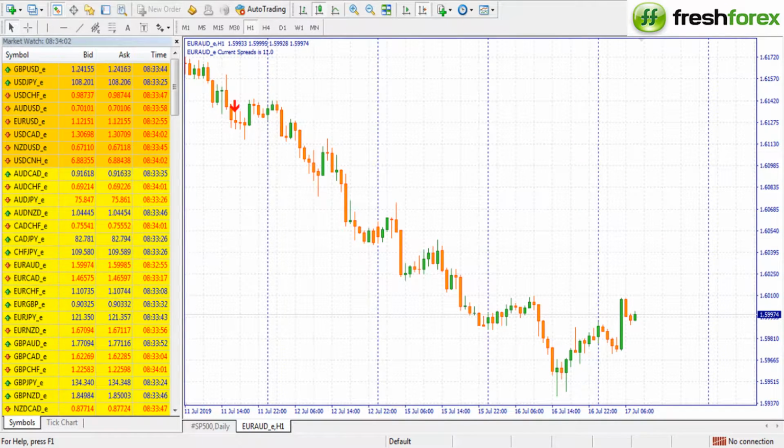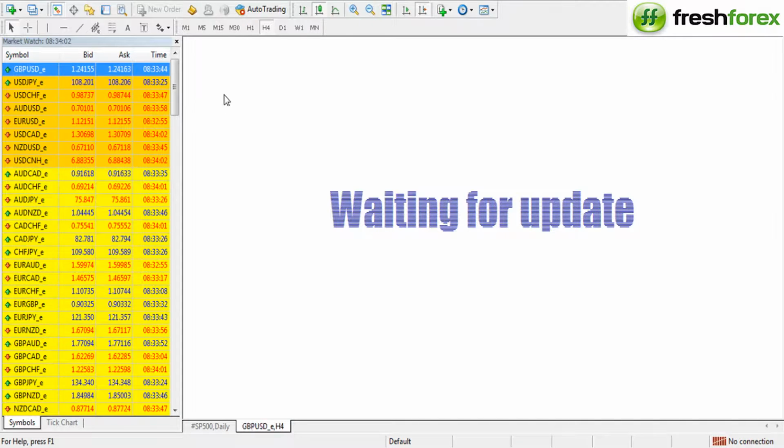So we'll start analysis with the main pairs. We'll start off with Euro USD, and then we'll move straight to GBP USD, then USD JPY, and then we'll look at the rest. So we start off.